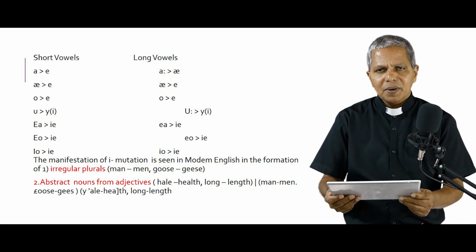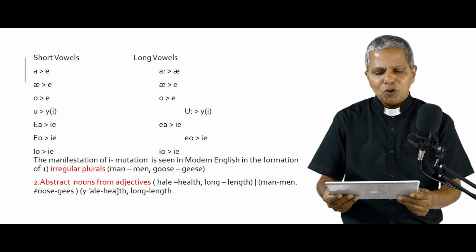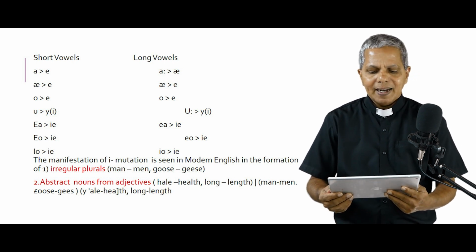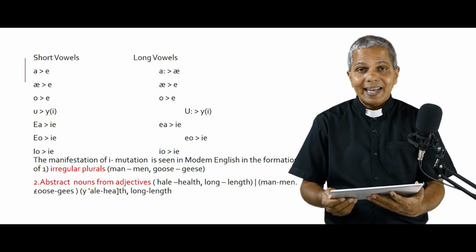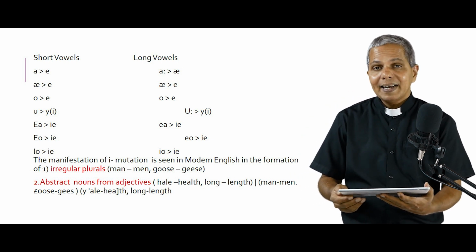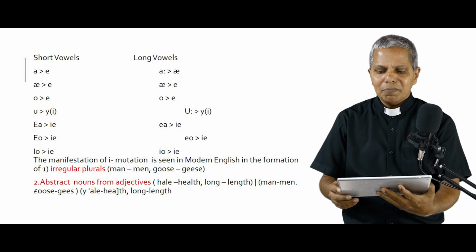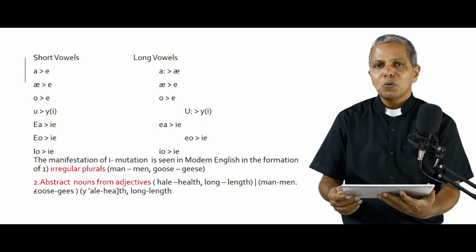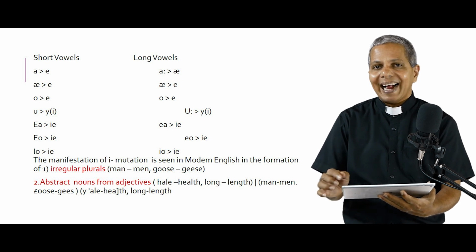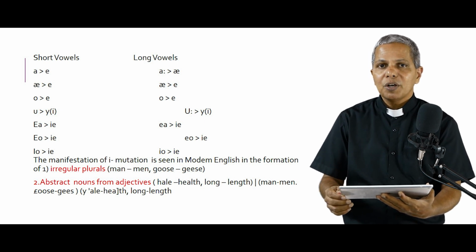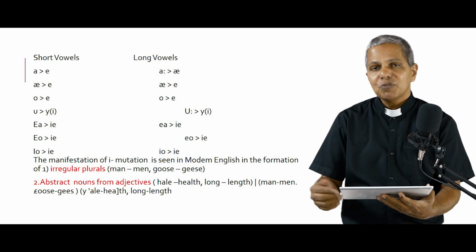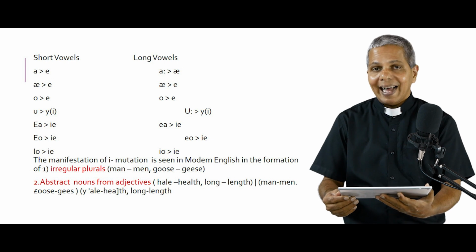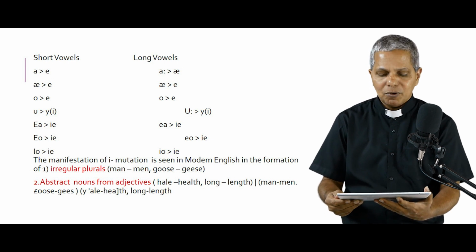And also, abstract nouns are formed from adjectives. For example, you have a word hal or hale in Old English. Along with this, by adding another term, that is idu, they form nouns. So along with the adjective, by adding idu, you will get halidu, which finally turned out to become health. So halidu became health in modern English.